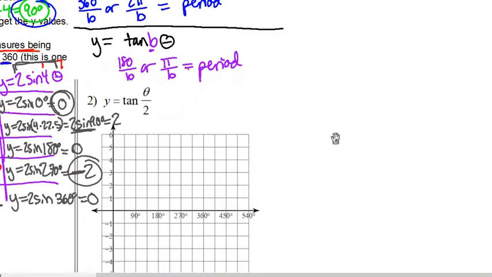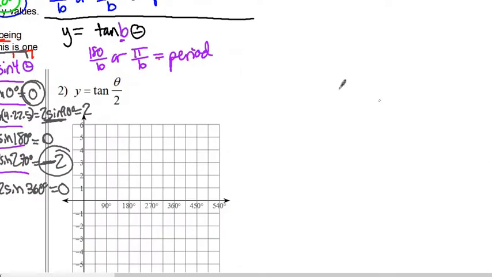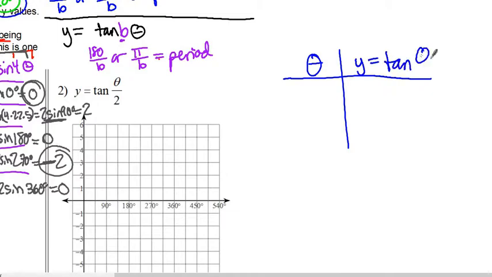right there. All right, tangent is slightly different. All we need for tangent is to know where the asymptotes are. It doesn't have an amplitude. It does have asymptotes, though. So this table of values part is not entirely necessary. Let's keep this in mind.